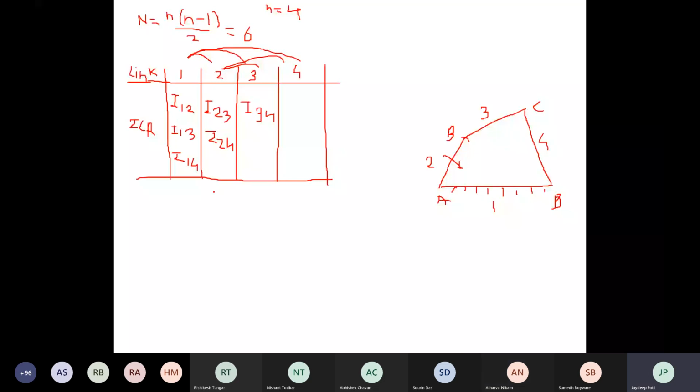Now count the number of ICRs in the table: 1, 2, 3, 4, 5, 6. There are 6 ICRs, and by calculating the number of ICRs you also get 6. Okay. Finish. Next step.